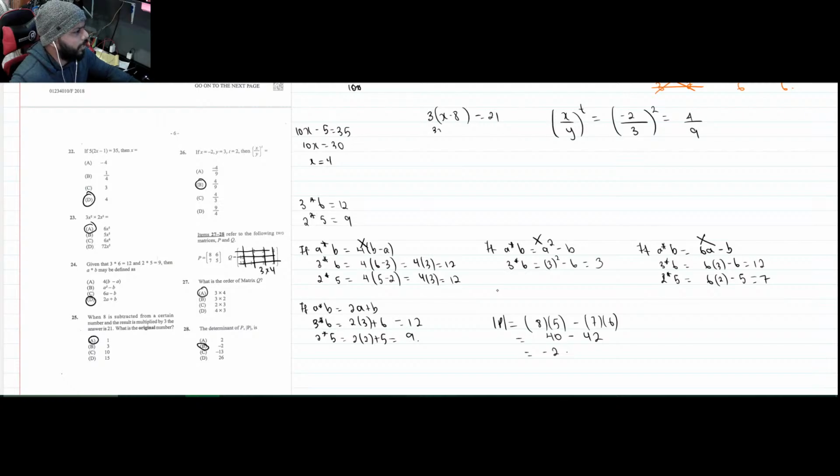So we have 3x minus 24 is equal to 21. So 3x is 21 plus 24. 3x is 45, and x is 15. Sorry about that, guys. D.